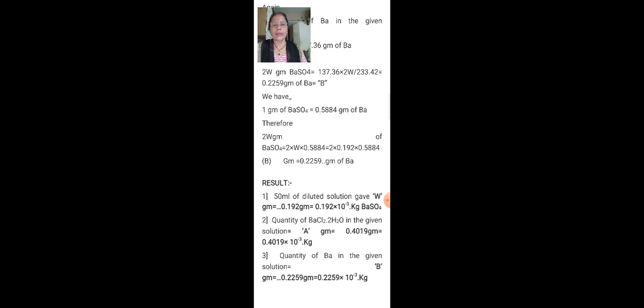So the results are: 50 ml of diluted solution gave 0.192 gram of barium sulfate; the quantity of barium chloride present in the solution is 0.4019 gram; and the quantity of barium in the given solution is 0.2259 gram. In kilograms it comes to 10 raised to minus 3. So this is the practical of gravimetric estimation of barium. It's quite easy, but you have to follow it in a proper manner.